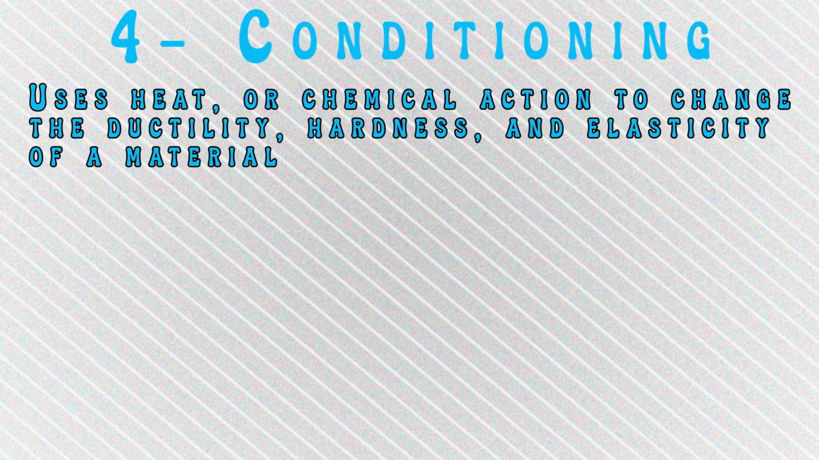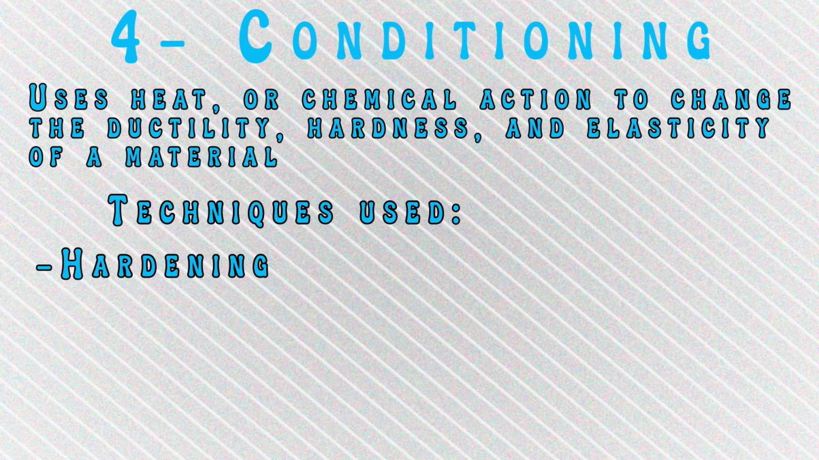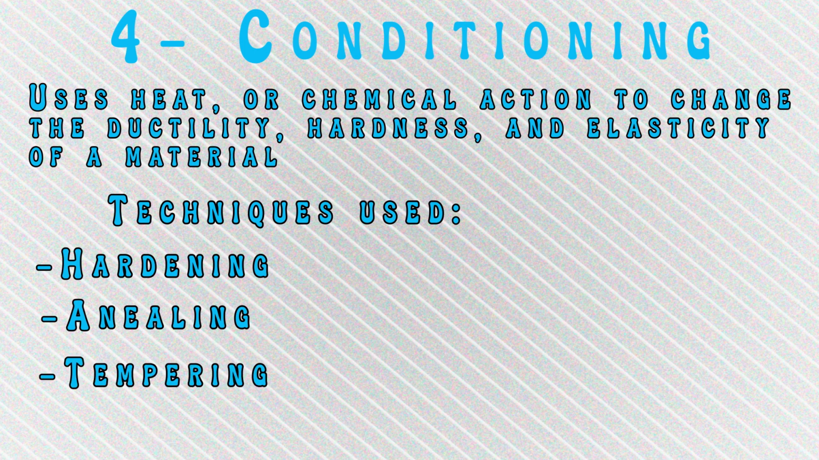Another form of processing we use is conditioning. This is designed to change the mechanical properties of a material. It is done by using heat, chemical action, or mechanical means to change the ductility, hardness, elasticity, or other properties of a material. These are internal structures that are affected within the material. Typical techniques would be hardening, annealing or softening, drying, tempering, cold working.